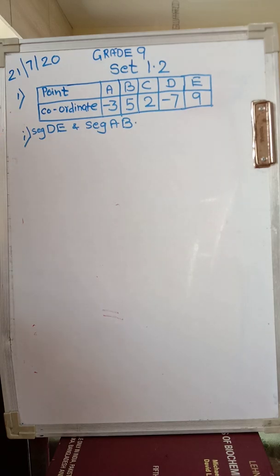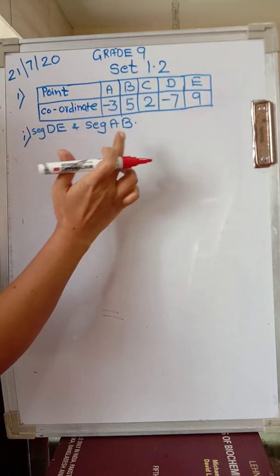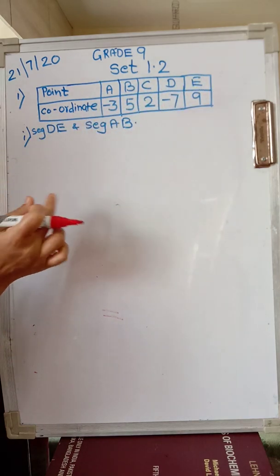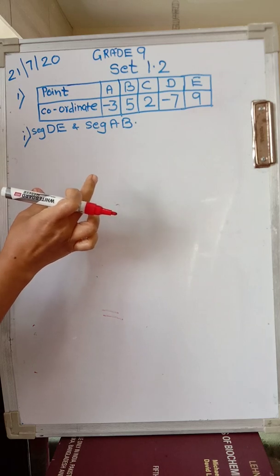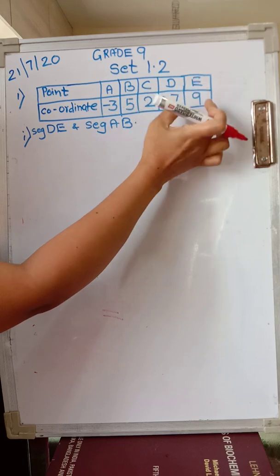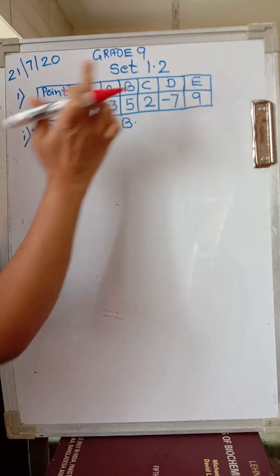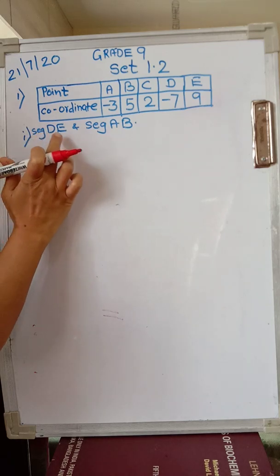First question. So the question says, decide whether the pair of segments given below are congruent or not. So these are the points and these two are the segments. We already know how to find the distance between the 2 points. Alright, so if it is segment DE, that means from D to E, these are the coordinates. We are going to find the distance between point D and E. That will be segment DE.